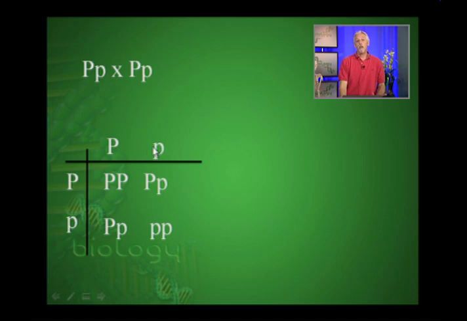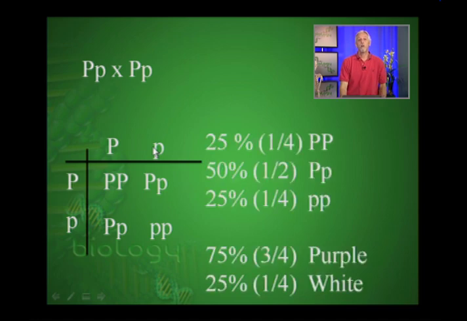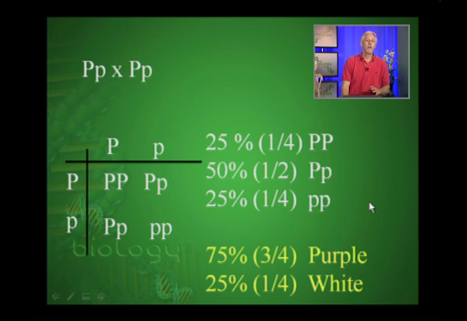So as we look at the outcomes here, we would expect 1 out of 4 of the offspring to be homozygous dominant. We would expect half of the offspring to be heterozygous, because we have 2 heterozygous outcomes out of 4 possibilities. And we would expect 1/4 of them also to be homozygous recessive. So that would be the genotypic ratio or expected outcome here. And then phenotypically, we would expect 3/4 to be purple and 1/4 to be white.